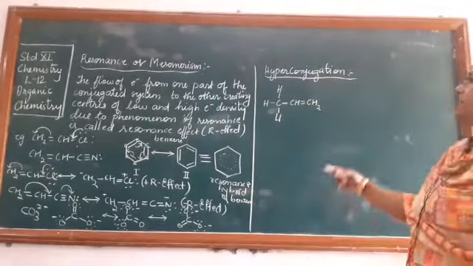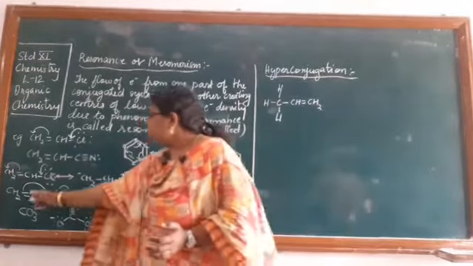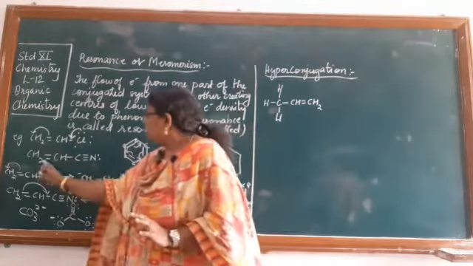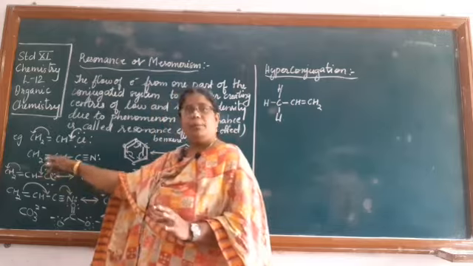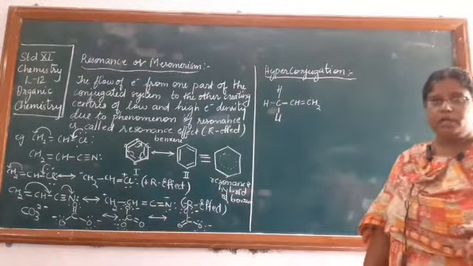Now next is hyperconjugation. Here, everywhere observe that no sigma bond electrons are moving. Also, already the electrons of the double bond or the multiple bond are the ones that are moving.